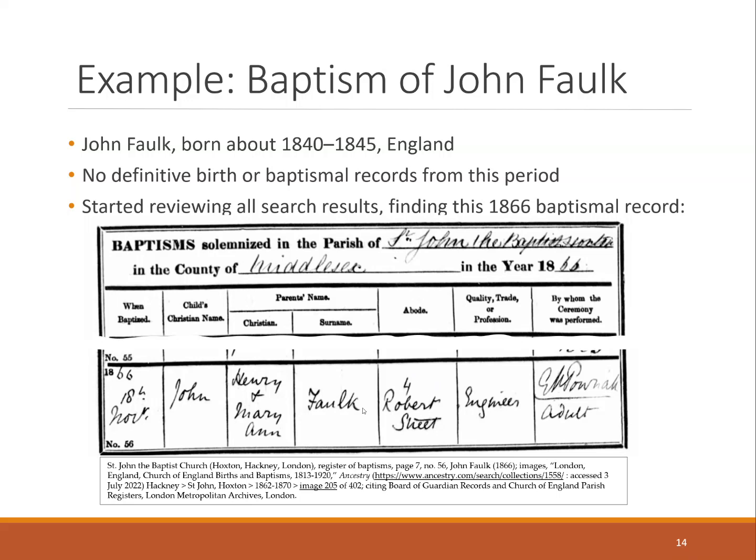He would be 21, or maybe he's still living with his parents. That would be something to check out. But then these are the parents' names. So this most likely is the John Falk that we're working on. This would be a hint to research Henry and Mary Ann as the parents of John Falk. It's a lead that we could then put together the evidence to prove. But through my assumptions, I missed this record totally.